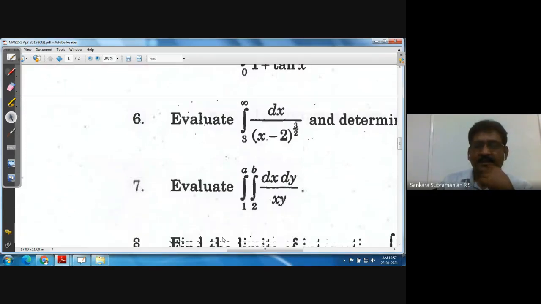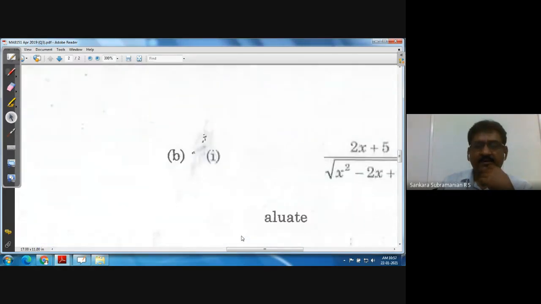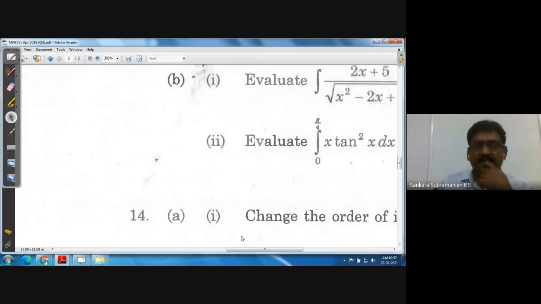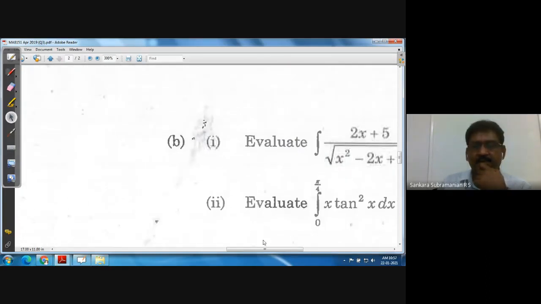At the same time, I'll go for the 13th problem, because this is the 13th problem.